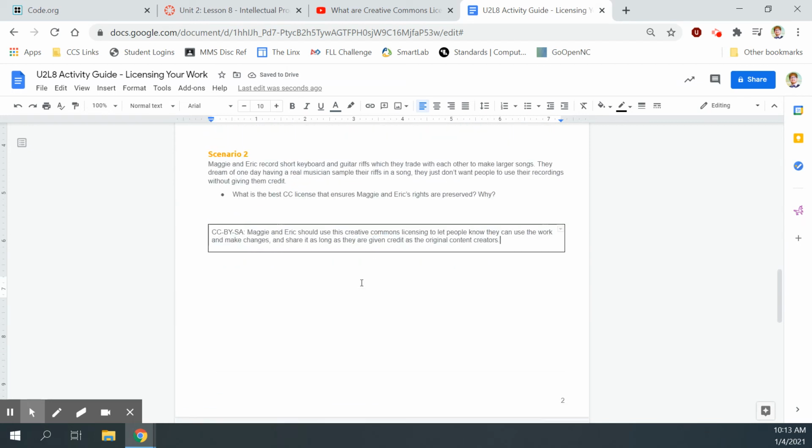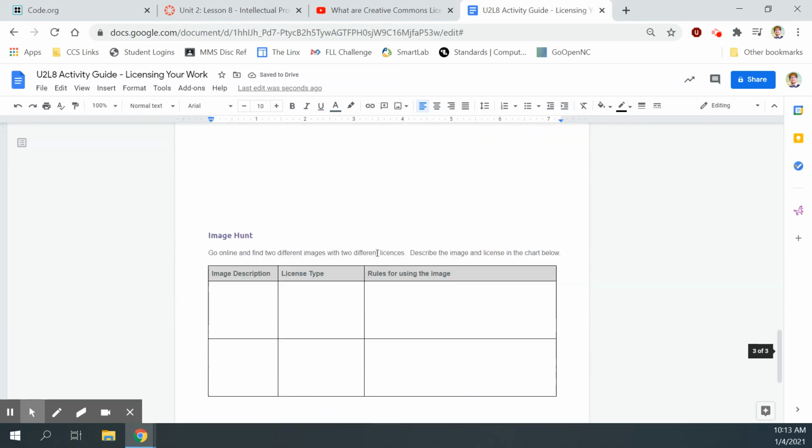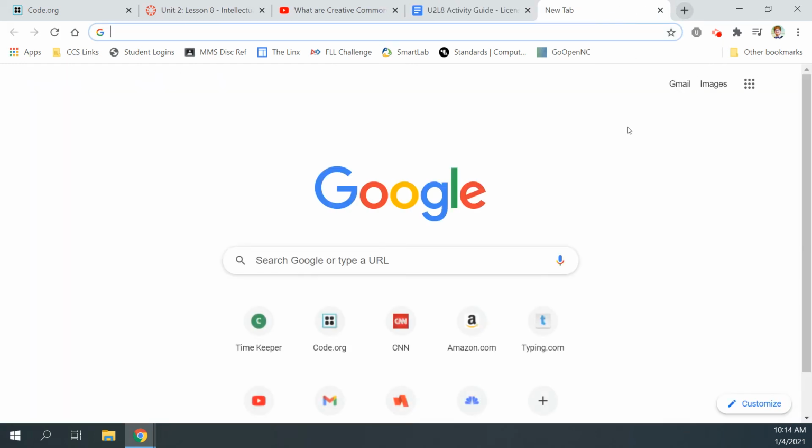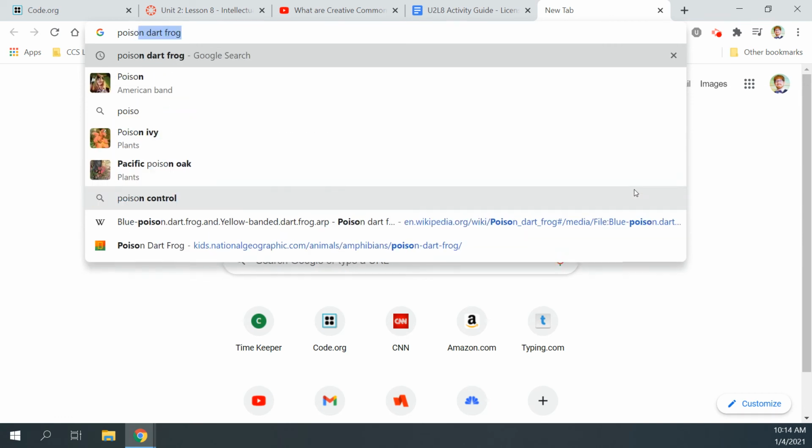All right. Next, all the way down here to the image hunt. Let's go online and find 2 different images with 2 different licenses, and we'll describe the image and license in the chart below. So the first thing I'm gonna do is open up a new tab, and I'm going to type in poison dart frog.